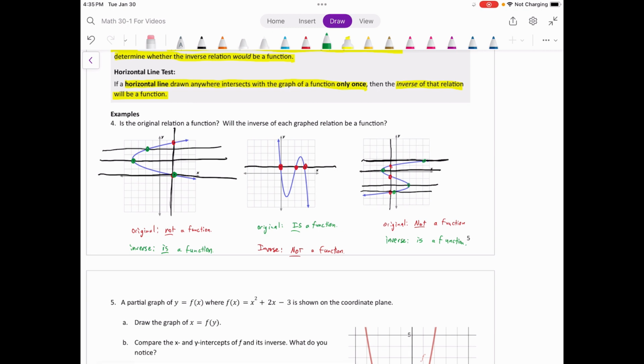All right, so vertical line test to test if the original is a function, and we can just do a horizontal line test to test if the inverse would be a function. Even if we don't go to all the trouble of graphing it, we can still work that out using our horizontal line test. Because again, we swap y and x. We swap vertical and horizontal.